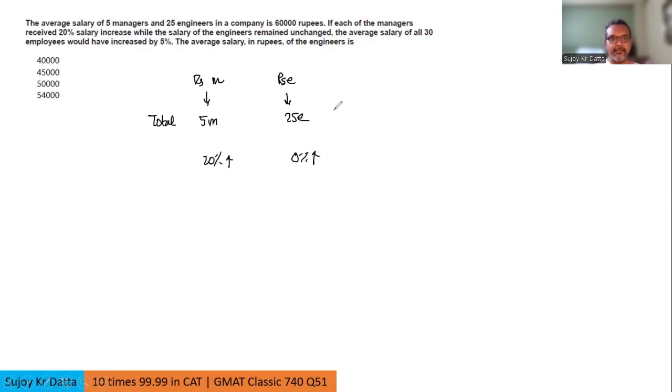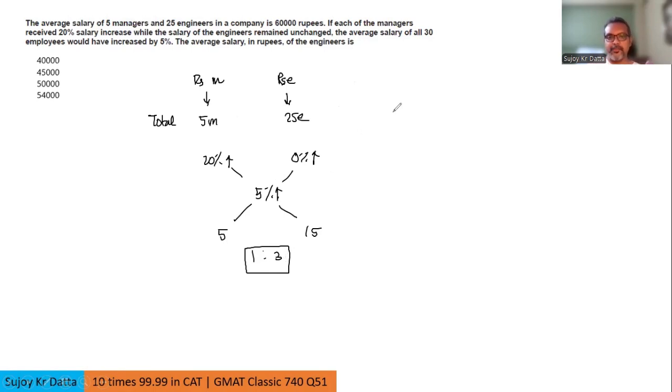Overall, it says that it would increase by 5%. So using the allocation method, on this side the difference is 5, on this side it is 15. What we have is 1 is to 3. Now what is this? 1 is to 3 is the ratio of the total salary, because the percentages are applied on the total salary, right? So this is not necessarily the ratio of the number of people or the salary per person. It's the total salary ratio.